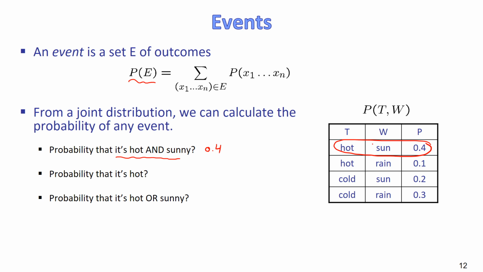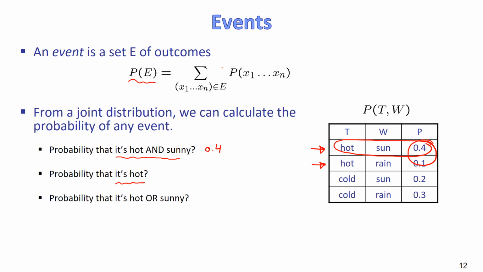It's just one outcome. Now, if we want to calculate the probability that it is hot, so now that's another event, and that event now corresponds to multiple rows in the table. So where are the rows in the table that correspond to that event? These are all the rows in which the temperature is hot. So this row, the temperature is hot, and that row, the temperature is also hot. Now, what is the probability that it's hot? It's the sum of these values.